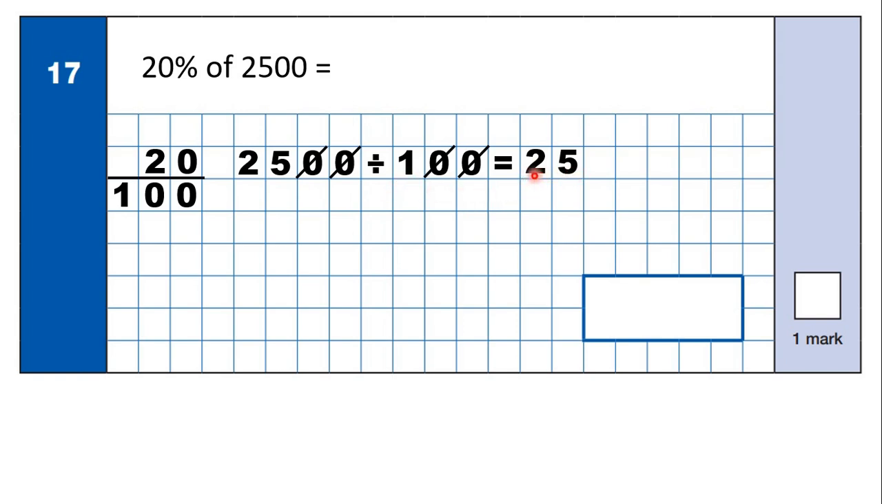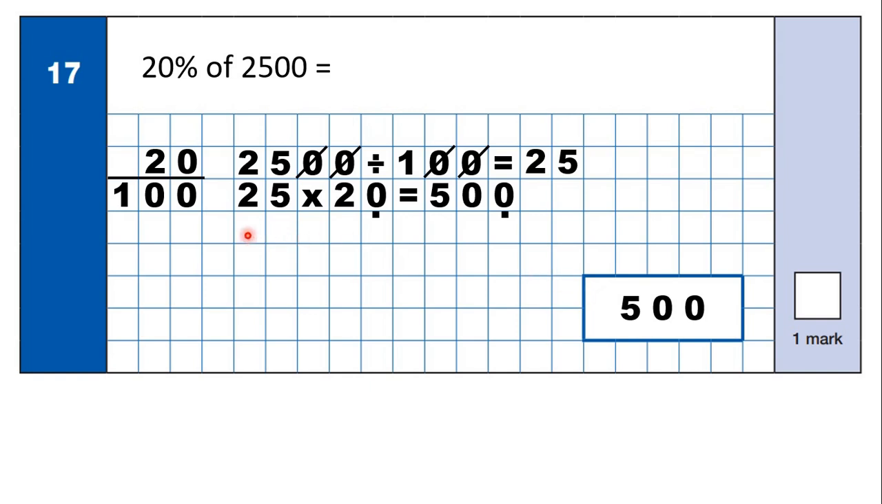Then we multiply by the numerator, so we need to work out 25 times 20. That's 500, because 25 times 2 is 50, and then if we have one end zero in the question, we need one end zero in the answer after the 50 we got from multiplying 25 by 2. So 20% of 2,500 is 500.